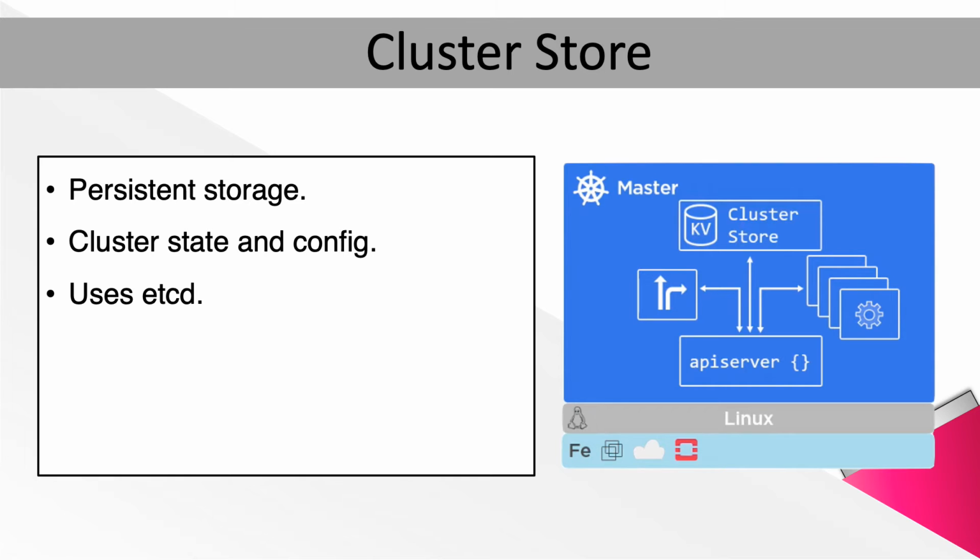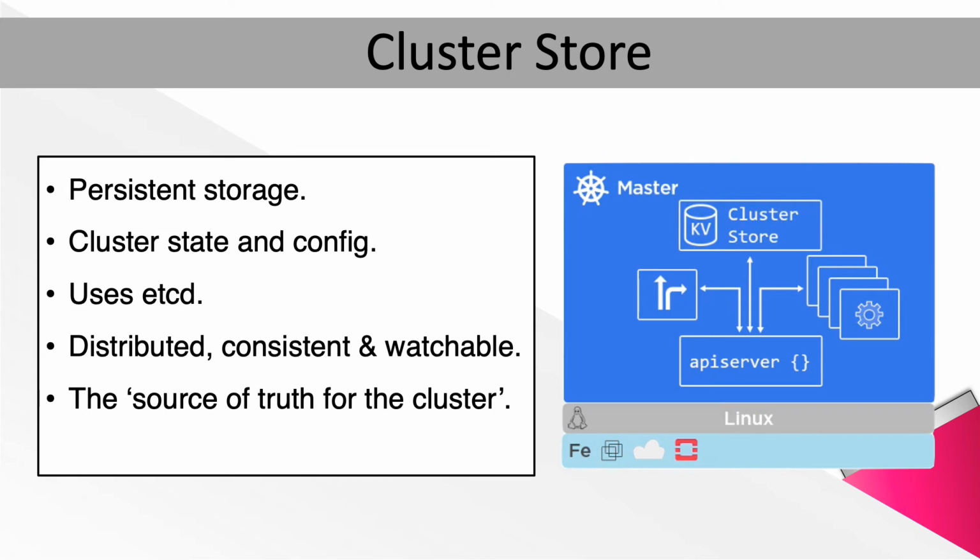So etcd is an open source distributed key value store. It's developed by the guys at CoreOS. It's basically a NoSQL database, but it's distributed, consistent, and watchable. And when I say consistent, I mean yes, all the copies can talk to each other and they work out consistency. Kubernetes uses etcd as the source of truth for the cluster. No etcd or cluster store, no cluster. So make sure you protect this store and you've got a solid backup plan for it.